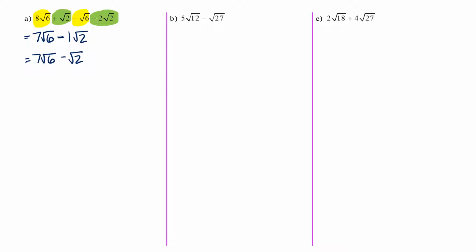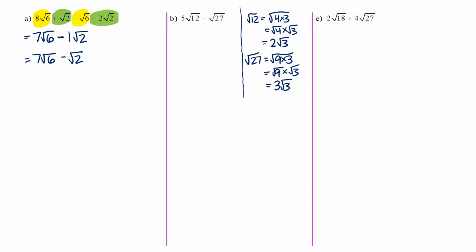Okay? In the next one, my surds aren't the same. Square root of 12, square root of 27. I can't do it. But I can think to myself, can I simplify the surds? So off to the side, square root of 12 is equal to the square root of 4 times 3, which is the square root of 4 times the square root of 3, which is 2 root 3. Square root of 27 is equal to square root of 9 times 3, which is equal to square root of 9 times the square root of 3, which is 3 root 3. I'm going to put a line down here so it doesn't get confusing.